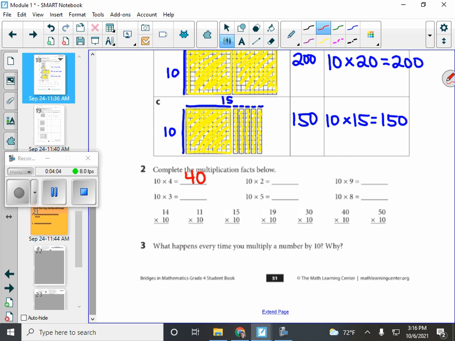10 times 2 is 20. 10 times 9 is 90. 10 times 3 is 30. 10 times 5 is 50. 10 times 8 is 80.